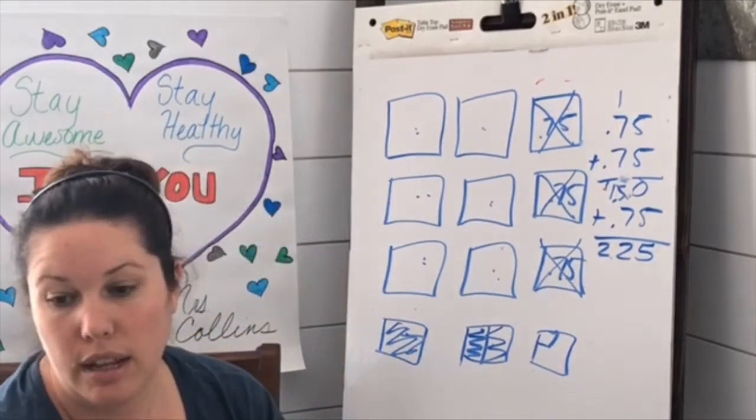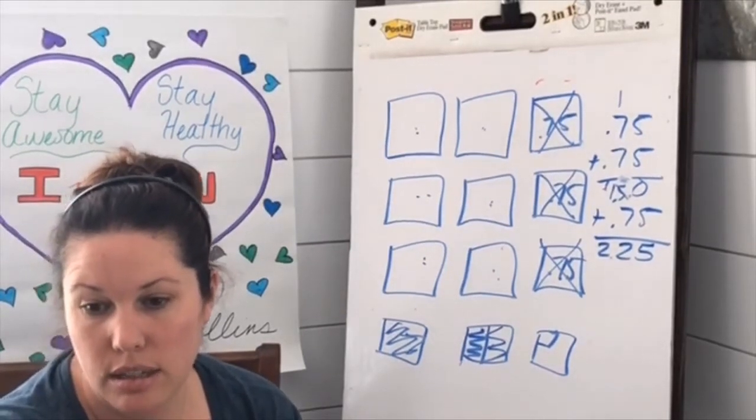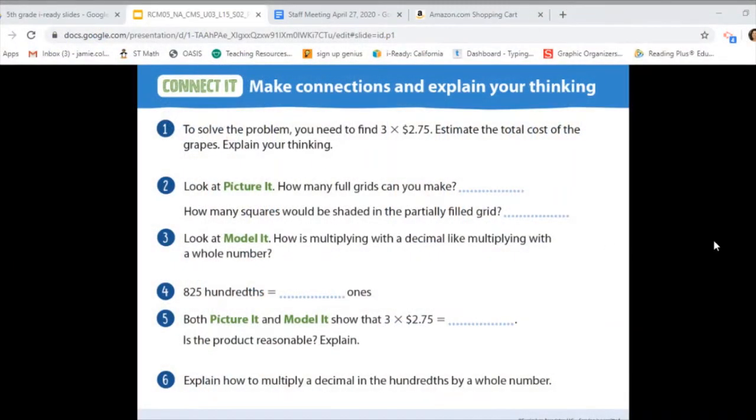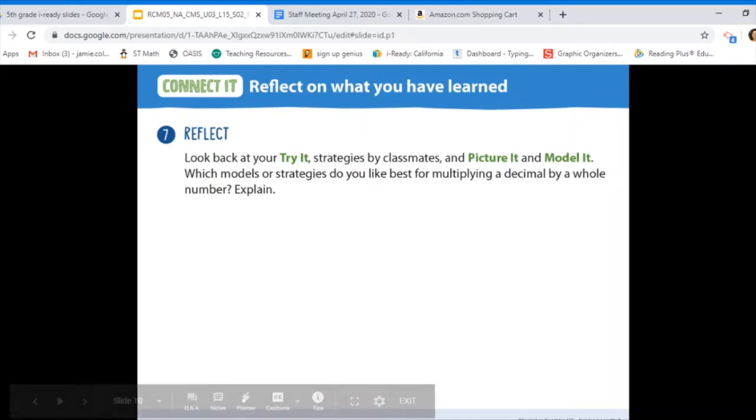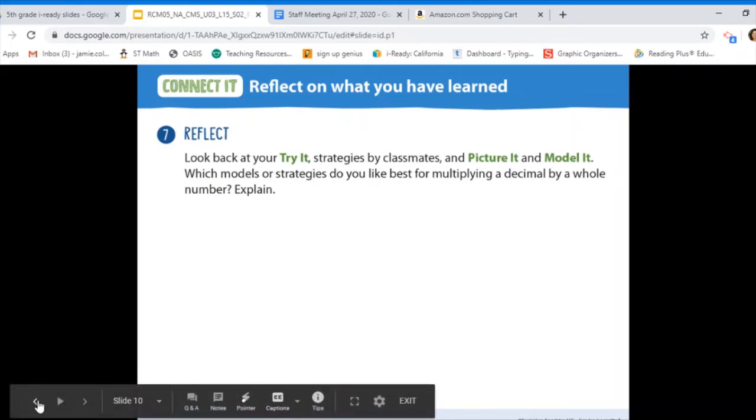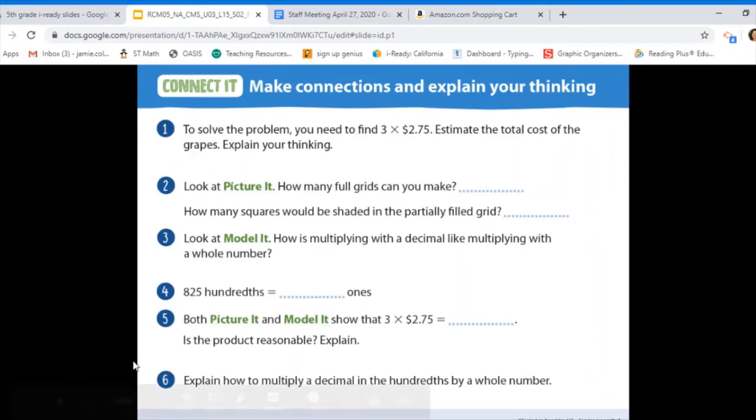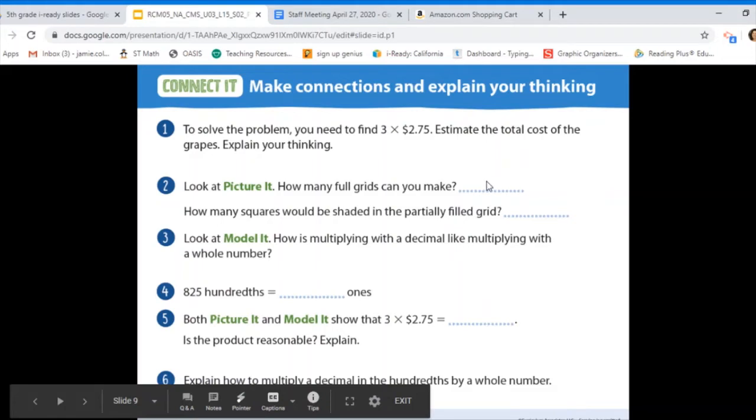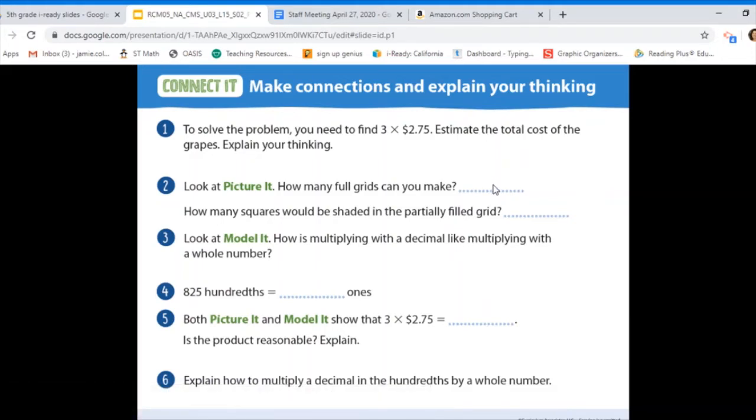Okay, so then the next question is, oops, I went too far. Okay, so we're going to put an 8 in this blank right here, and then how many squares would be shaded in the partially filled grid? And right here we would put 25. So 25 would be partially shaded.